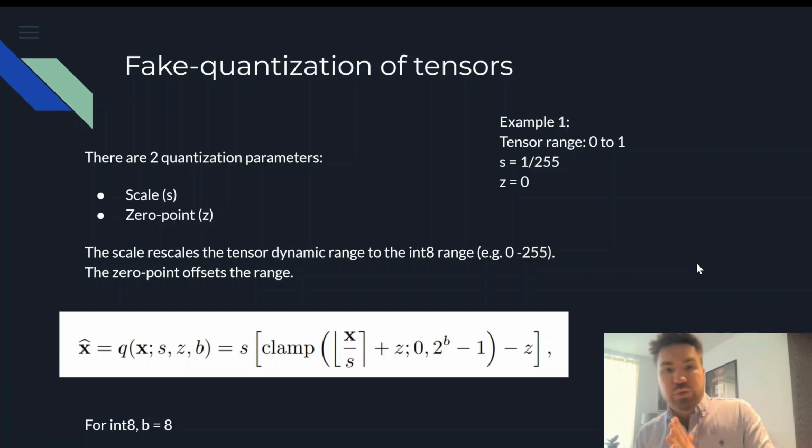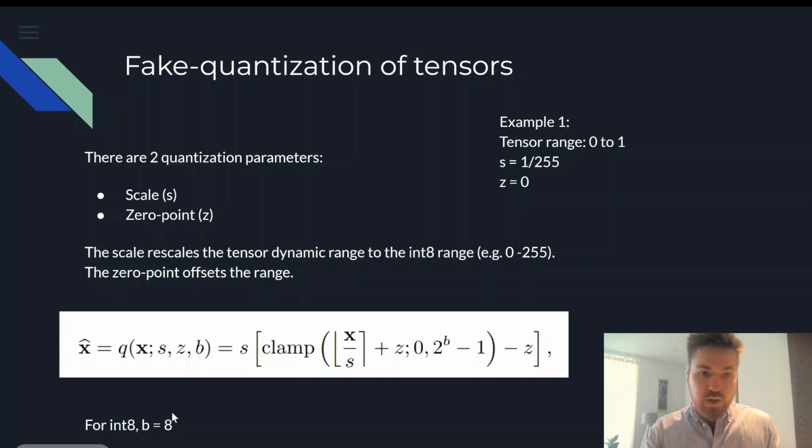Okay, so how do we do this fake quantization of tensors? There are two main quantization parameters you have to care about. They will define how we derive this fake quantized tensor. In this equation, there is a third quantization parameter, this b value, but that just stands for the bit width. So in int8, that's going to be equal to 8. In int16, that would be equal to 16. In int2, that would be equal to 2. Basically, we're going to ignore this forever as long as we're in int8 land.